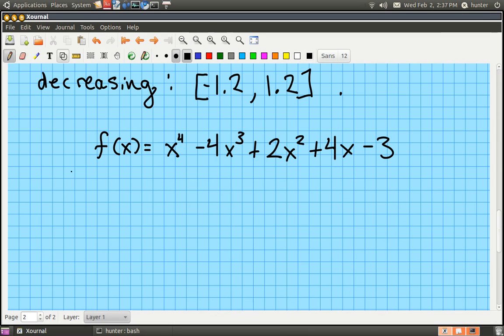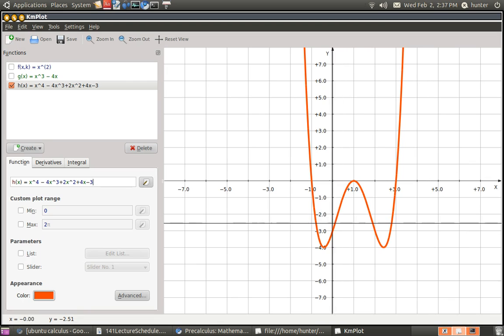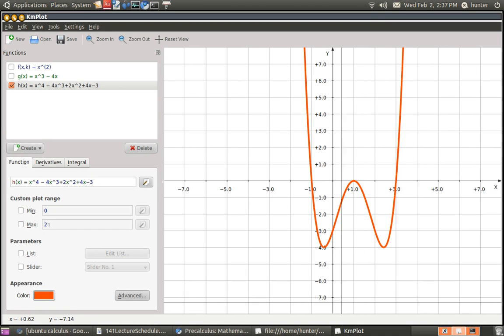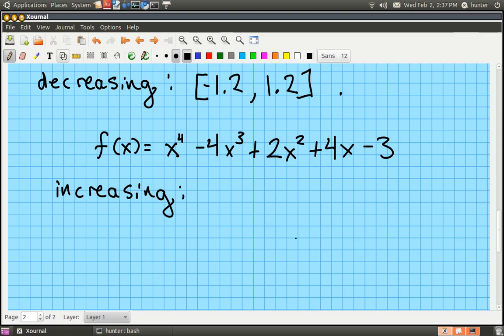Alright, so what should we do first? Let's do increasing first. So where is it increasing? It is increasing from, what is this? You probably can't see, but my little display over here in the corner is telling me that this low point happens at about negative 0.45. And this seems to be 1. So let me go enter that in. So it's increasing from negative 0.45 to 1.